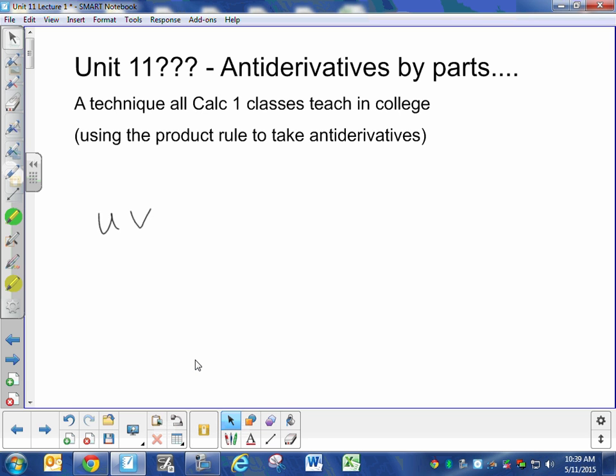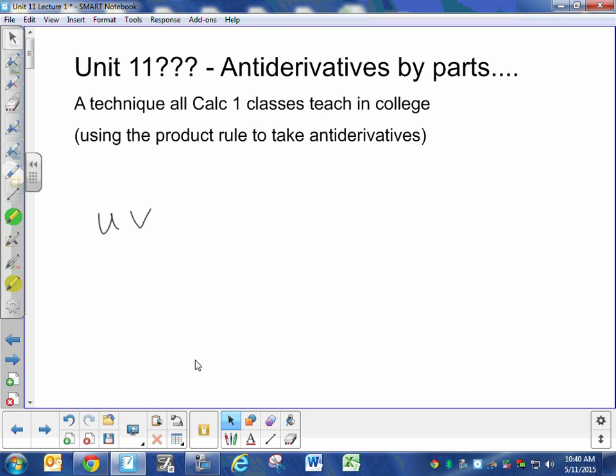All right, this is a lesson that I want you guys to be familiar with because every single Calc 1 class in college teaches this, and you will see this in future calculus classes. Possibly in Calc 2, but most likely Calc 3 if you end up taking Calc 3. It is just a technique to find an antiderivative that you don't know yet.